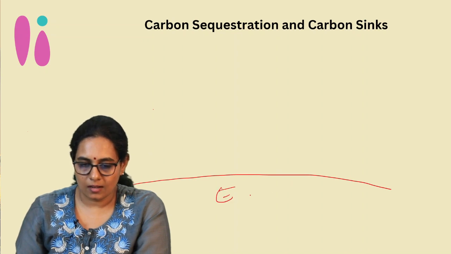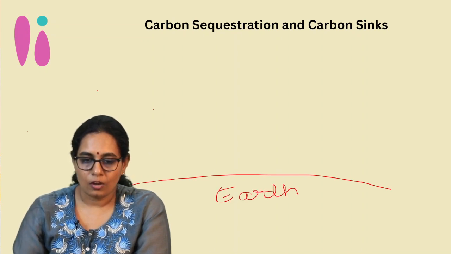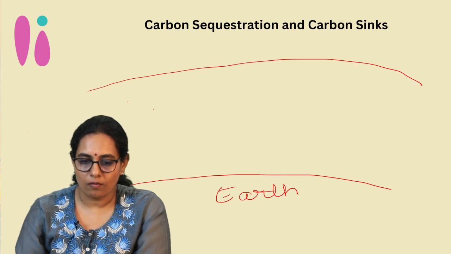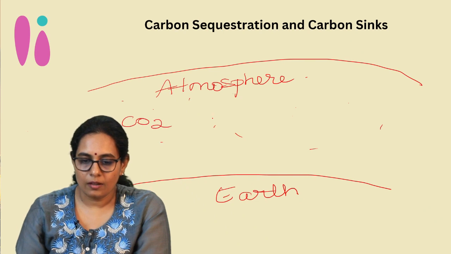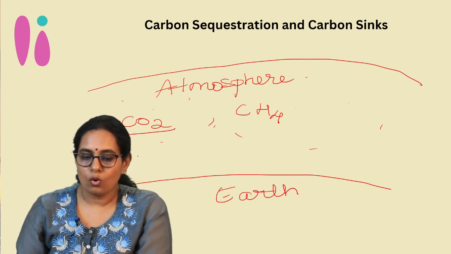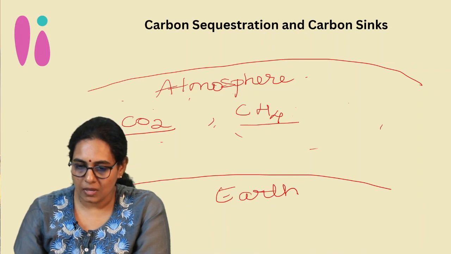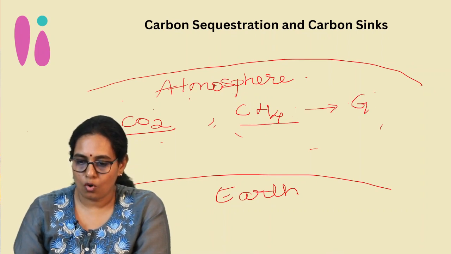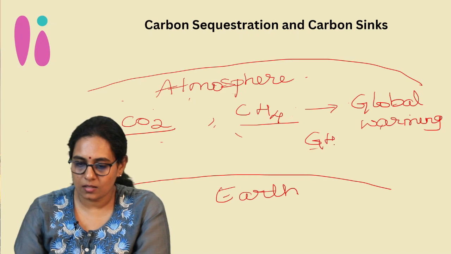So if this is Earth and this is the outer cover of atmosphere, carbon dioxide and methane are present in atmosphere. So what is the role of carbon dioxide and methane in causing global warming? Are both the gases greenhouse gases?